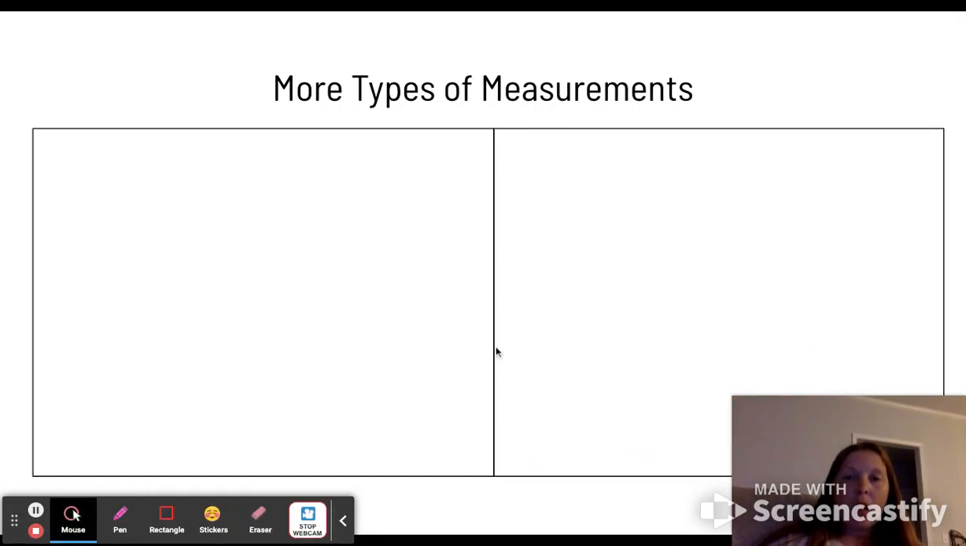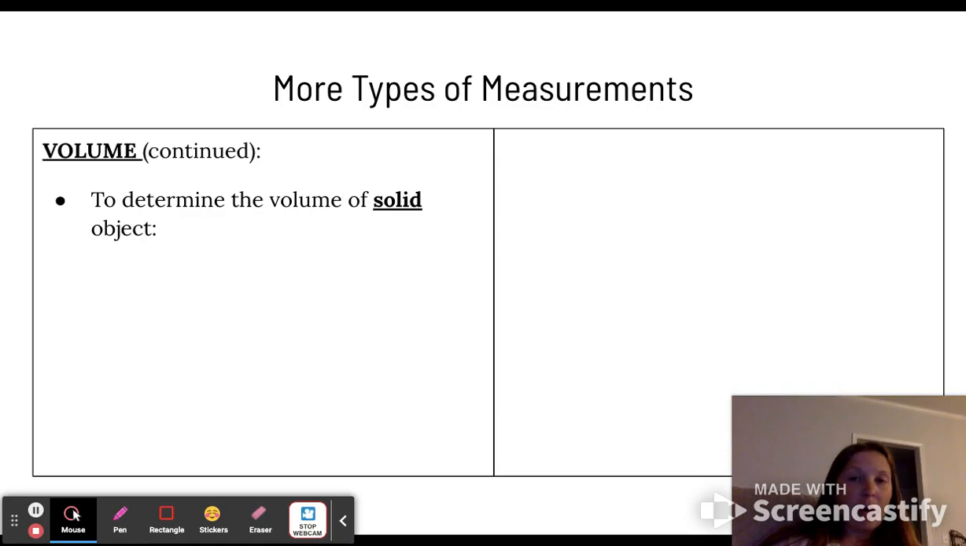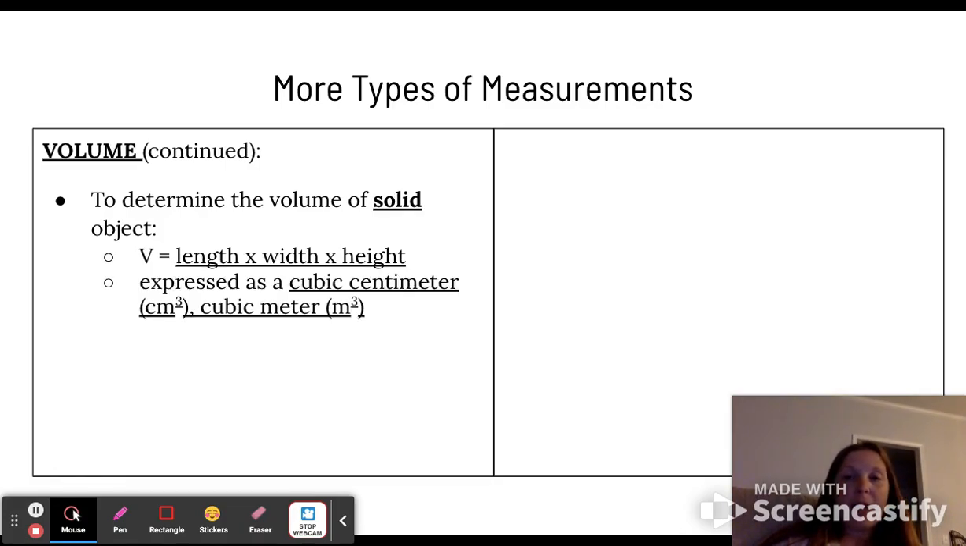Sorry, guys. More measurements. So for volume, you can determine the volume of a solid, of an object, length times width times height. So you should remember this from math. And this is usually expressed in centimeters cubed or meters cubed. So your unit would look like one of those two, usually centimeters cubed. And I will add this in. You can do this for odd-shaped objects where you can't measure length, width, and height, but that comes with a whole different process that we'll talk about later on in the class.